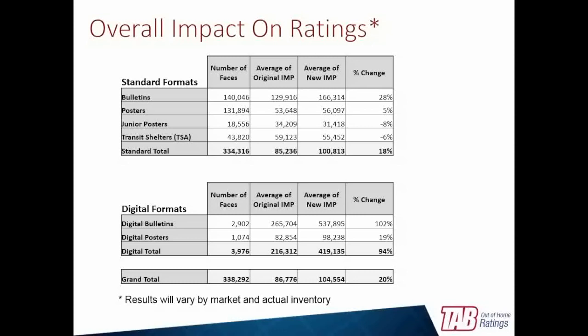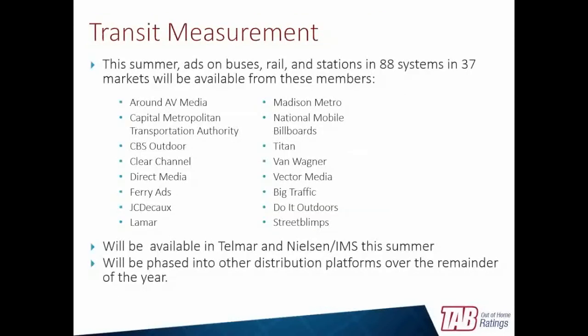For digital formats, you see the change to be much more profound. Because people have an opportunity to see, and they do see multiple ads on the same pass, digital bulletins on average will double the number of impressions that we currently assign. And digital posters will also go up markedly. So that's the street side inventory.